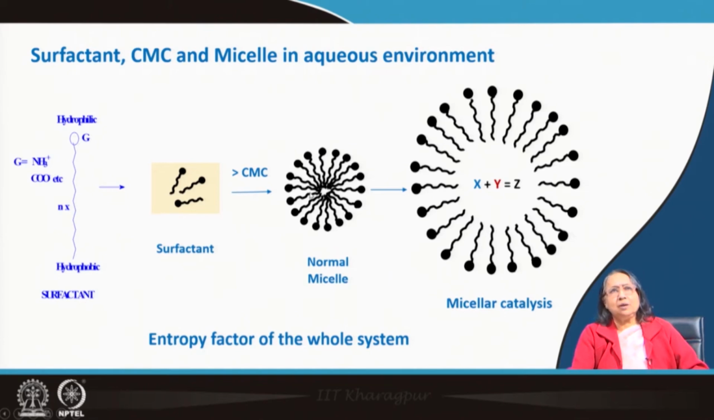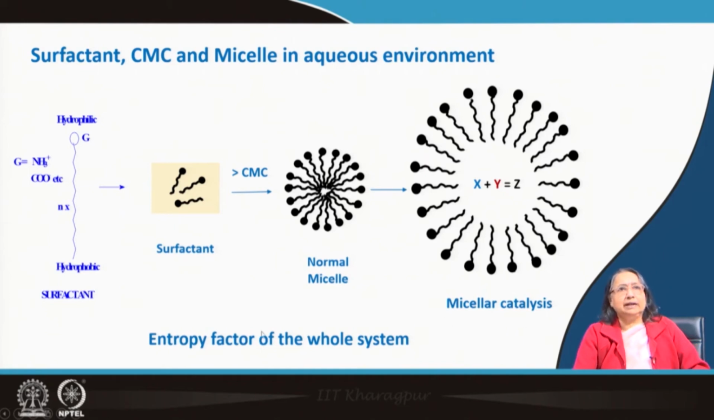But if you add too much, it will not be soluble, but if it is a small amount, it can be solubilized here. Now, in this core some reaction can occur. This is called the micellar core, so micellar catalysis can happen here. For example, X and Y can react to form Z. This can happen in the micellar core, and this is called micellar catalysis.